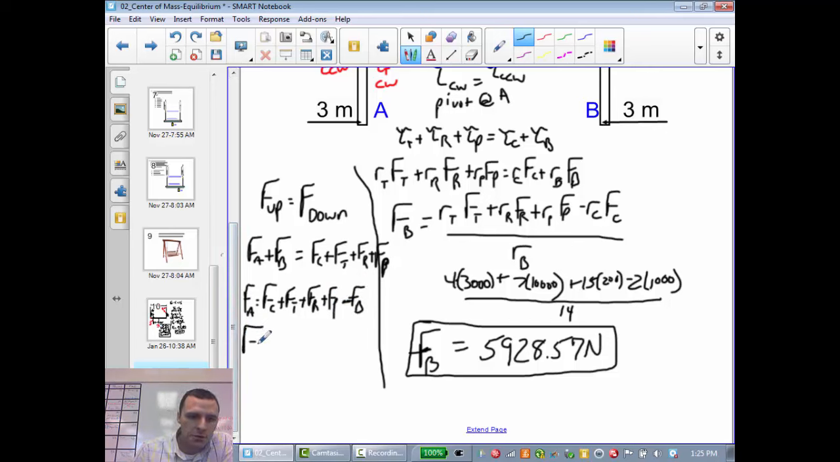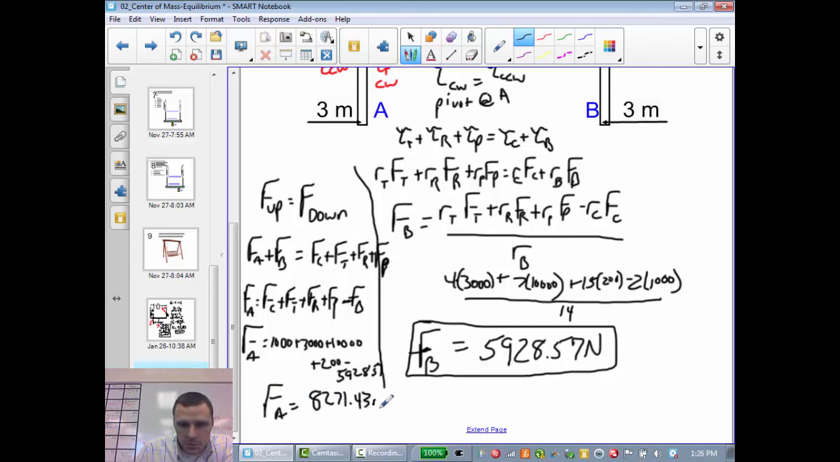I'm going to plug in the numbers. Force A equals 1,000 plus 3,000 for the truck, plus 10,000 for the roadway, plus 200 for the person, minus 5928.57. And let's see what we get for force A. 1,000 plus 3,000 plus 10,000 plus 200 minus 5928.57, and we get this final answer. Force A equals 8271.43 newtons.